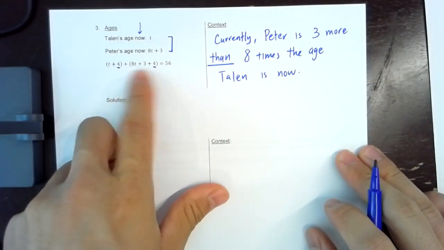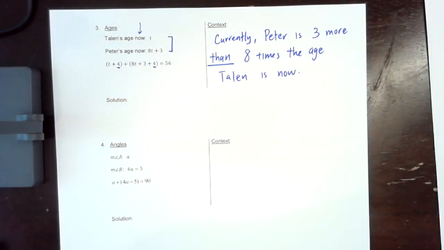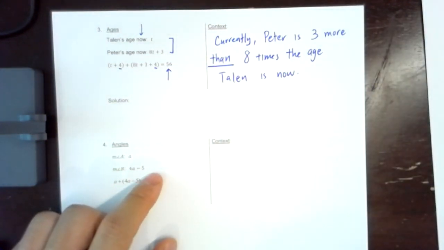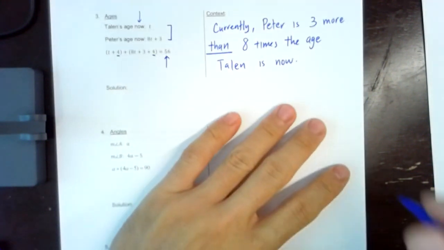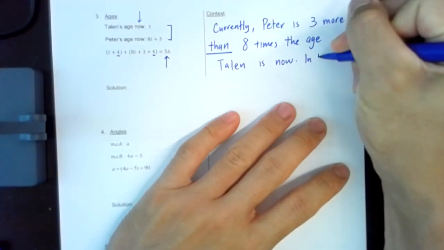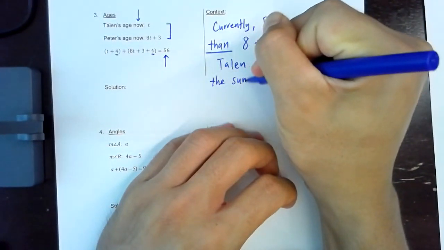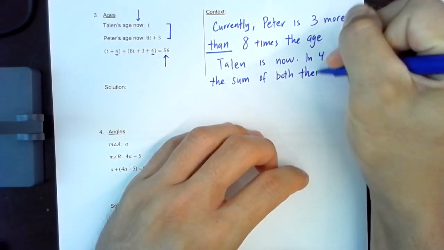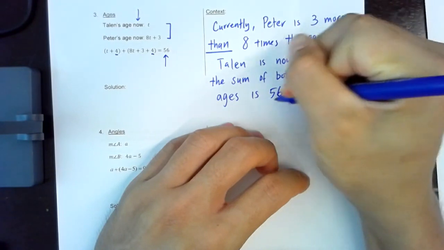Okay, so in one sentence, I was able to get both expressions accounted for. Now this last part is the tricky part, right? We're adding a 4 to both their ages. So it's kind of like we're going in the future. And then we have this sum that's going to be 56. So think about how you would write that as a context. Maybe something like this. In 4 years, the sum of both their ages is 56, right?